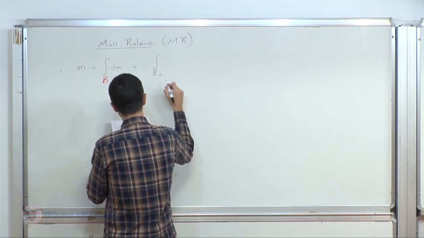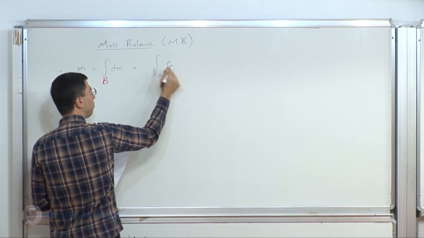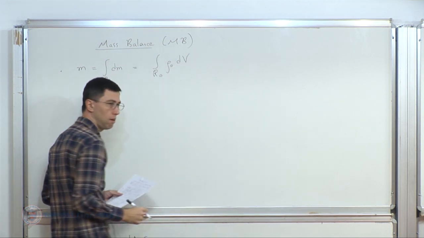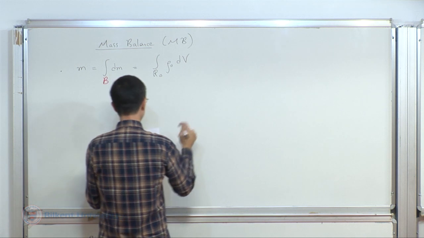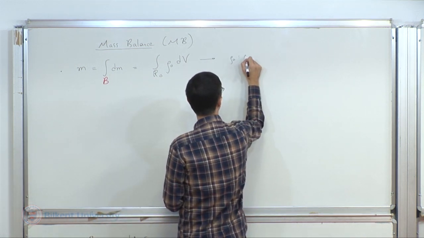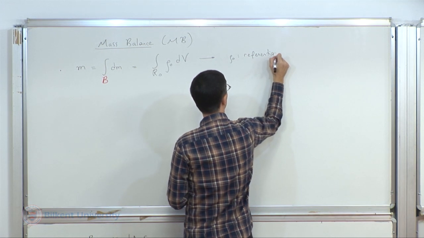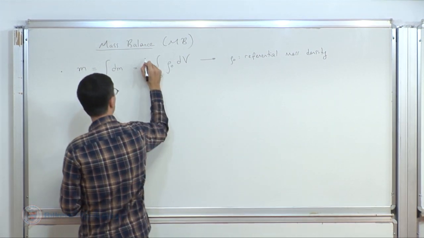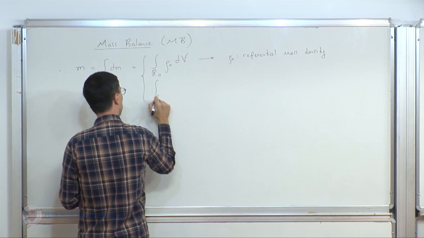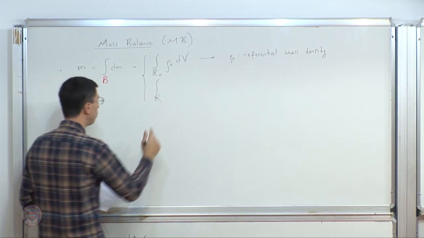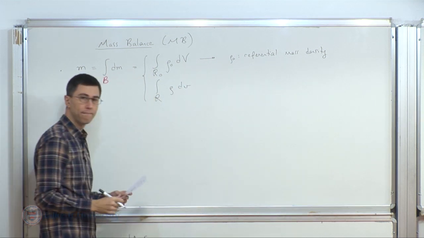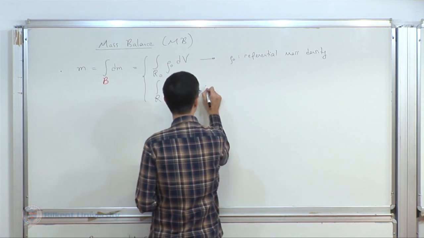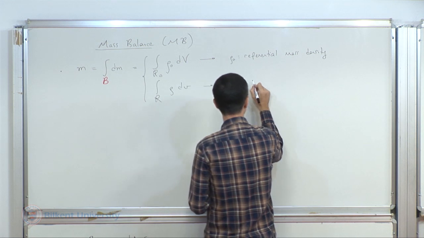I would say that there is a density of mass, and let's call it rho naught, with rho naught referring to the fact that it has to do with the reference configuration, and an integral over the referential volume, the capital V. Okay, so that would be the referential mass density. Then, of course, you can also introduce a density of the mass per unit volume of the spatial, the deformed or current configuration. So that would be the spatial mass density.